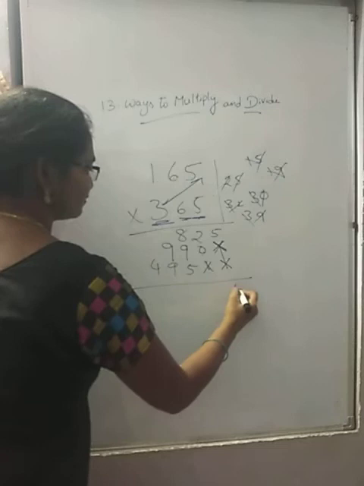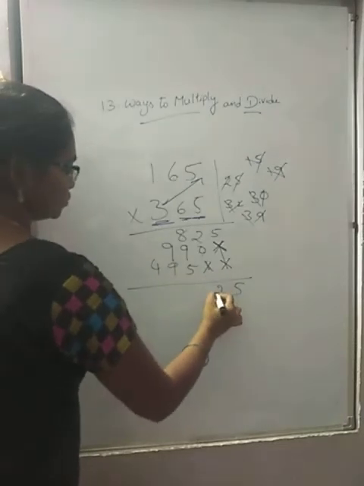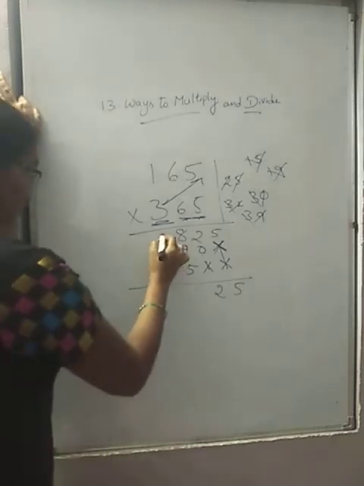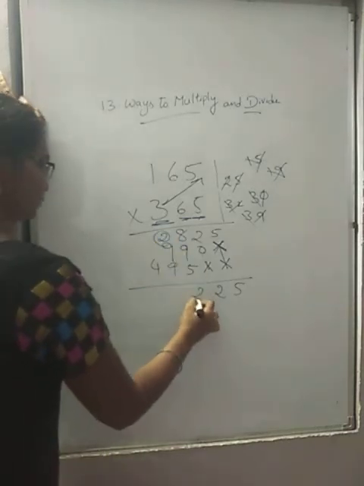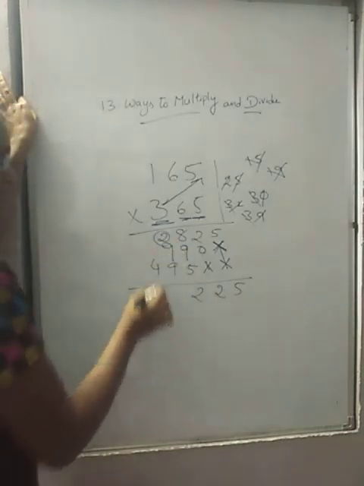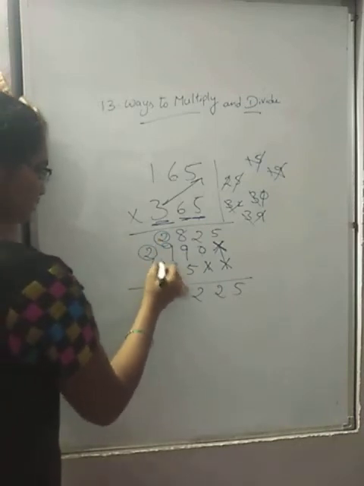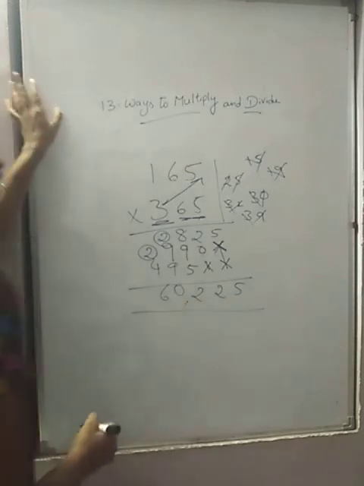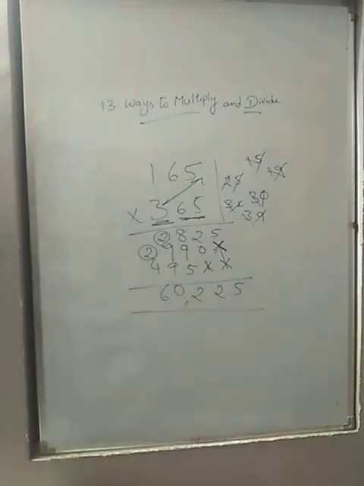Do the addition. 5. 2 plus 0, 2. 9 plus 8, 17. 17 plus 5, 22. 9 plus 9, 18. 18 plus 2, 20. 4 plus 2, 6. 60,225 rupees he'll get in the whole year.